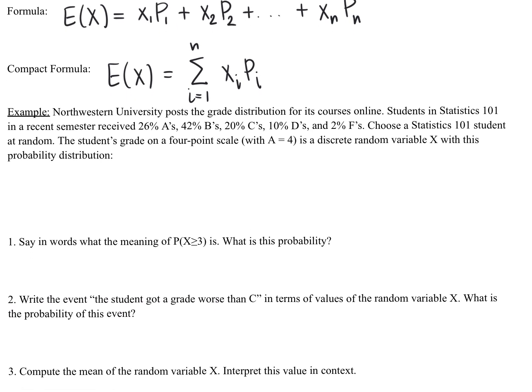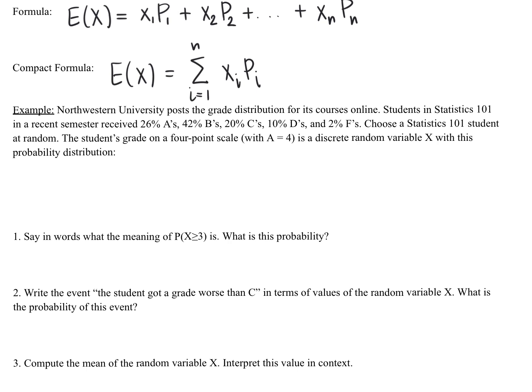So in our example, Northwestern University posts the grade distributions for its courses online. Students in Statistics 101 in a recent semester received 26% A's, 42% B's, 20% C's, 10% D's, and 2% F's. You choose a Statistics 101 student at random. The student's grade on a 4-point scale with A equaling 4 is the discrete random variable X with this probability distribution. So we're going to go ahead and create our probability distribution.